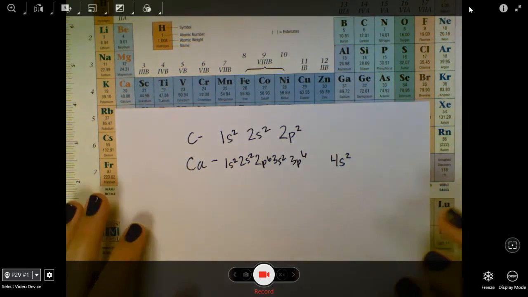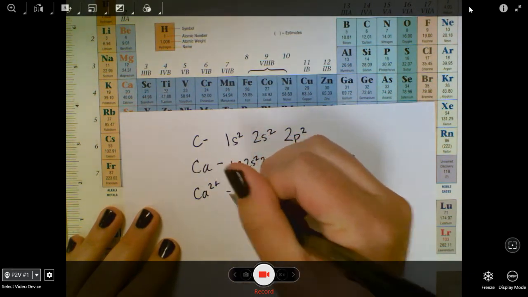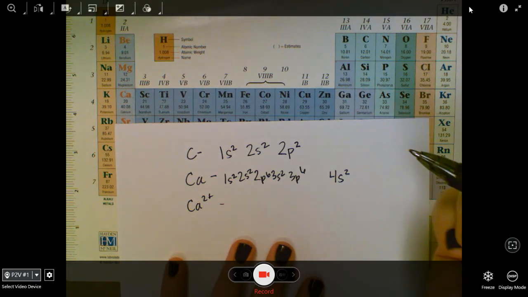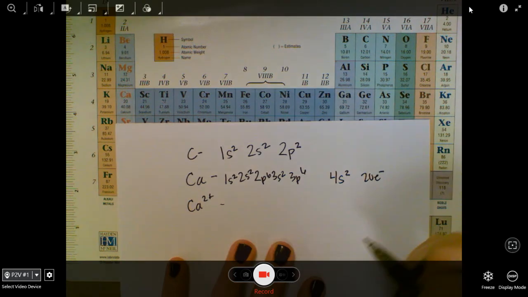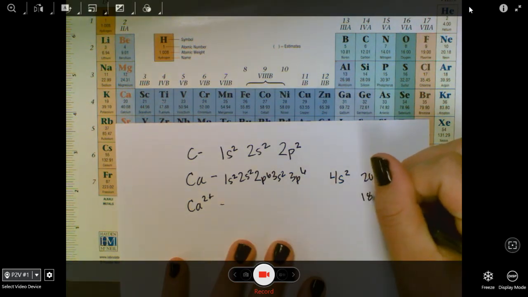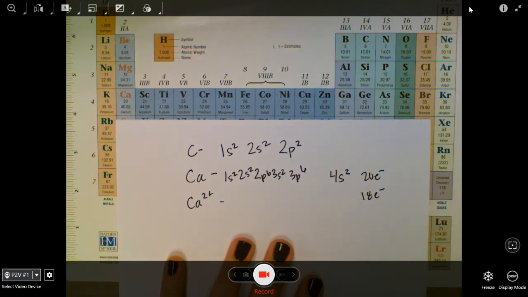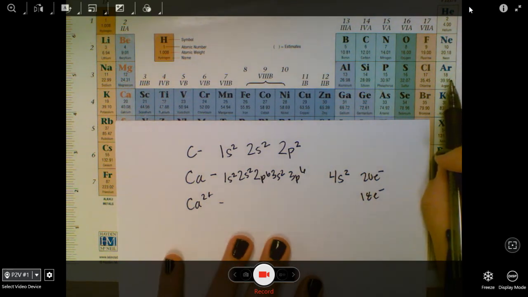The next example that we have is the calcium 2+ ion. Now, if you recall correctly, calcium 2+ means that we have lost 2 electrons. So normally calcium has 20 electrons, and calcium 2+ only has 18 electrons in it. Since calcium 2+ has 18 electrons, it has an electron configuration like element number 18, argon.